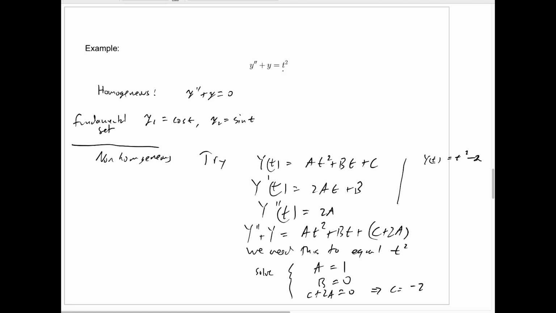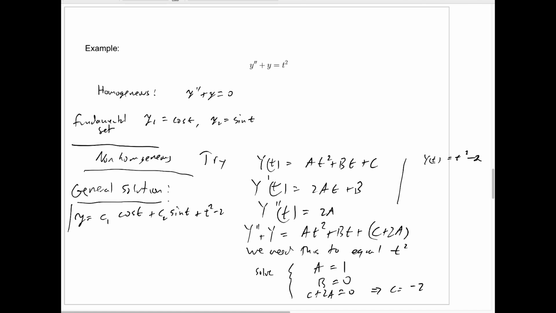What is the general solution to the non-homogeneous? It would be y equals c1 cosine t plus c2 sine t plus t squared minus 2. And remember again, c1 and c2 can be any real numbers.